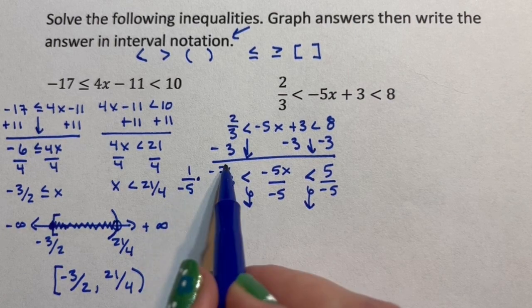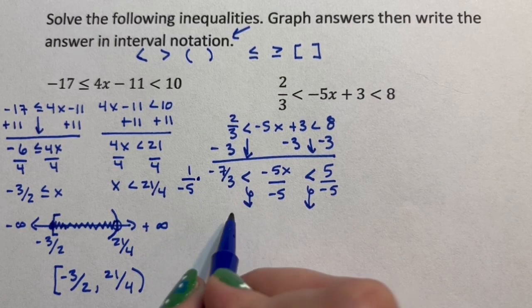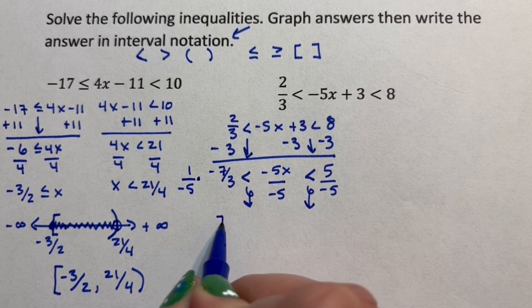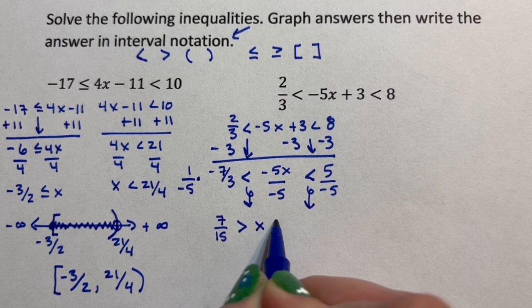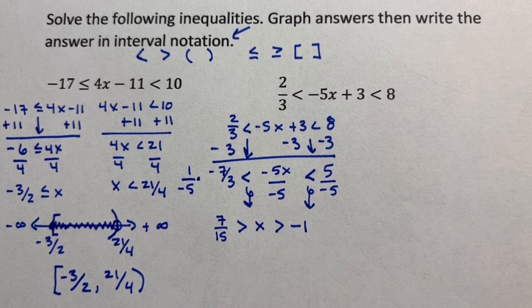So a negative times a negative is a positive. This is going to become 7/15. This flips, this becomes x, this flips, this becomes -1. You can leave it like that. You could rewrite it so everything is pointing to the left. It's easier to read if everything is pointing to the x. Either way, it's the same answer. Okay, so that's one way you can do it.